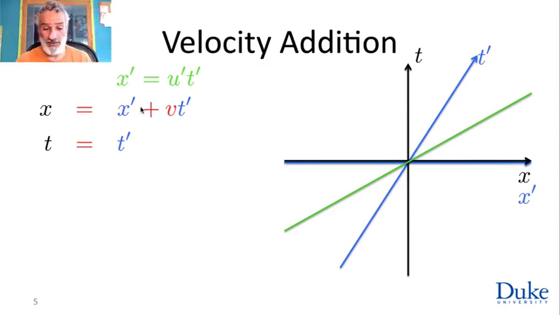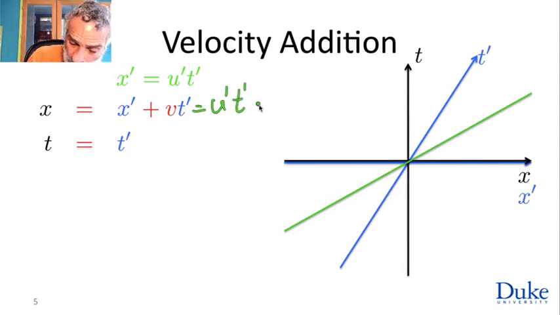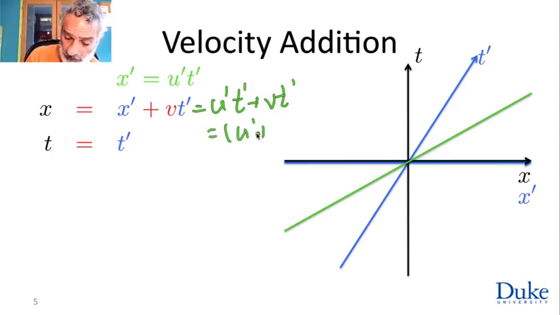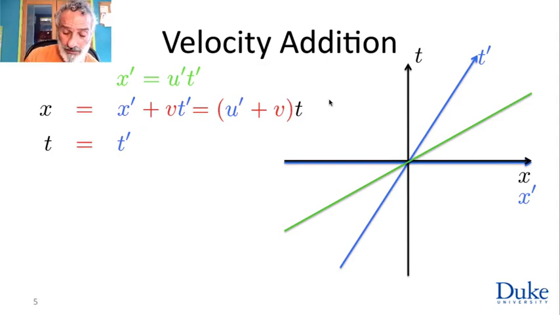Now, we need to plug into this the information we have, which is that x prime is u prime t prime. So I plug that in, u prime t prime plus v t prime. I collect terms and write that as u prime plus v, times t prime. And then I remember that since they synchronized their clocks, t and t prime are the same thing, and I reach the conclusion that x is u prime plus v, times t. Oh, good. This is an equation of exactly the same form. It describes an object moving at a constant velocity.